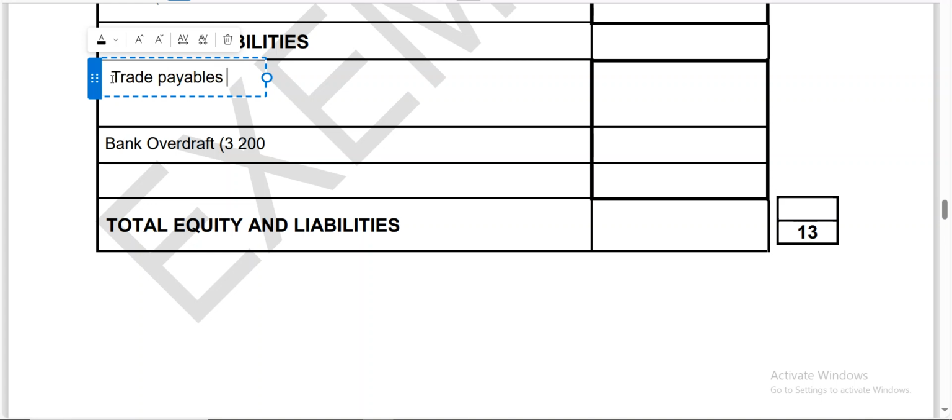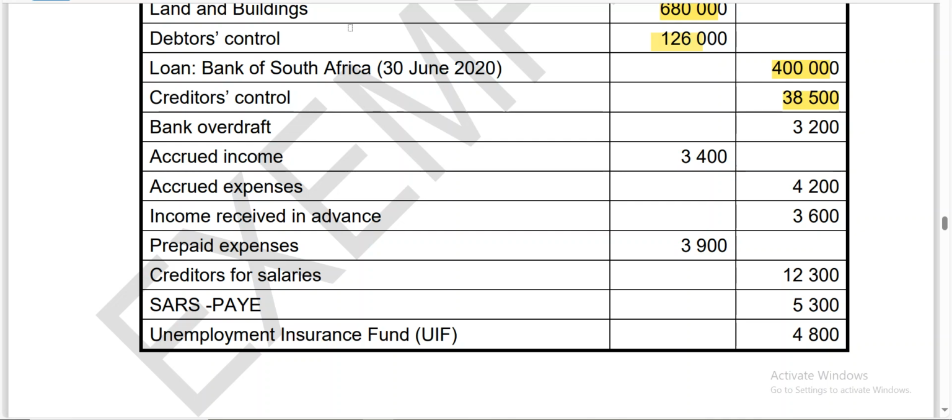That note, once we complete it, we will put the total here. And then our bank overdraft, according to there, was 3,200, so it has already been recorded. Then next we have accrued income for 3,400.